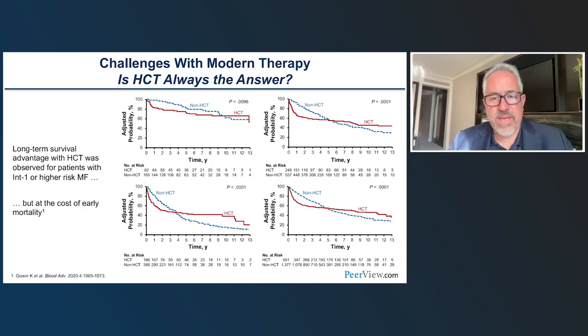Now, transplant can cure myelofibrosis. However, it comes with significant upfront risk. So it's a complex discussion that we have with patients, that the higher the risk, the younger you are, the better candidate you are, the more attractive an option it is. It's complex because it is a trade-off in terms of risk and potential long-term survival. And anyone who says that it's an easy decision is not someone that's had to face the decision themselves.